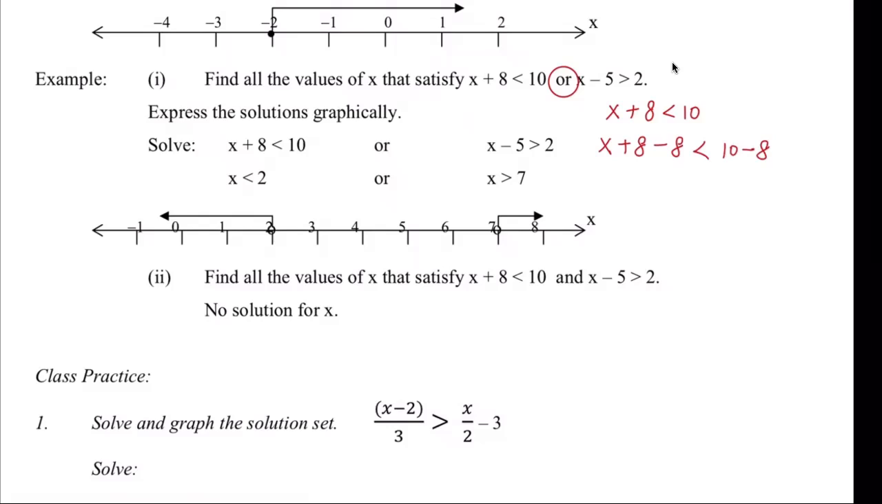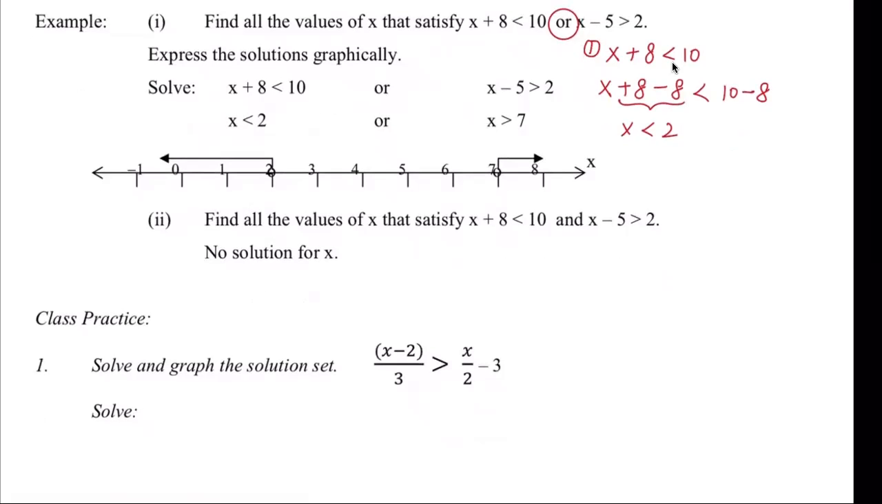And the sign is the same. So plus 8 minus 8 becomes 0. So on the left-hand side, only x is left. So x is smaller than 2. That's the solution to the first inequality. Second inequality, x minus 5 is greater than 2.